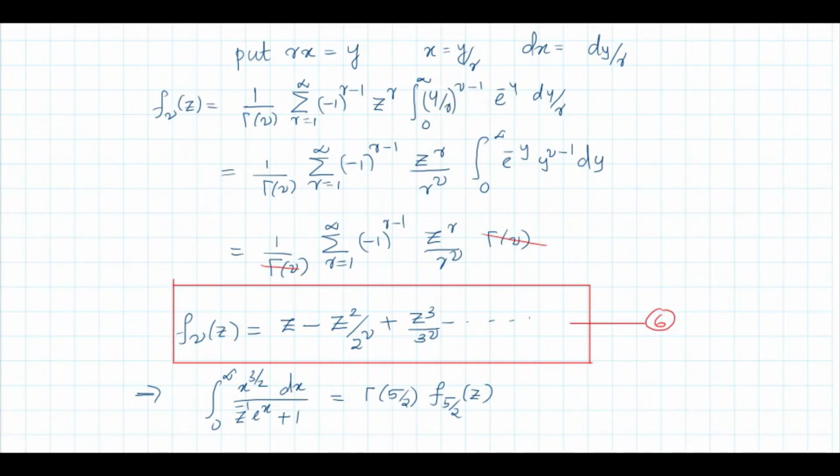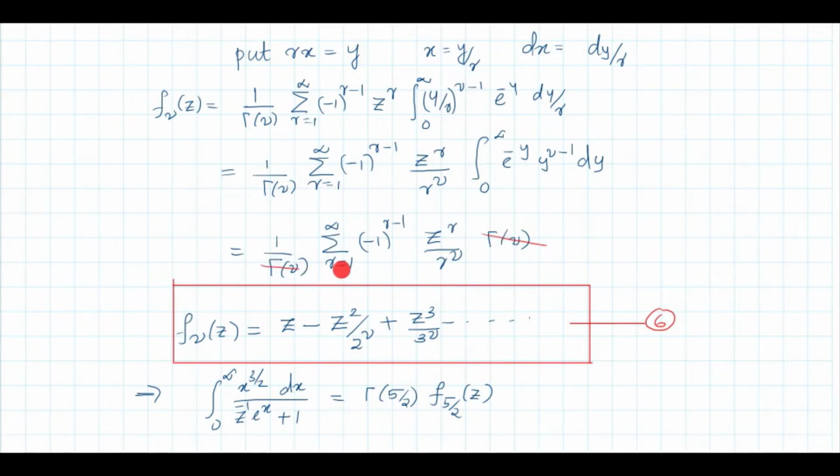This r raised to nu minus 1 and this 1 by r becomes r raised to nu. You can take that outside. Integral 0 to infinity, e raised to minus y, y raised to nu minus 1 dy. This, by definition, is the gamma function. So this is gamma of nu. So this gamma of nu and this gamma of nu will cancel.